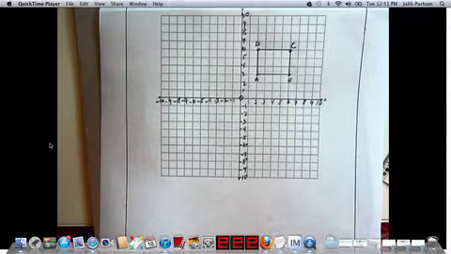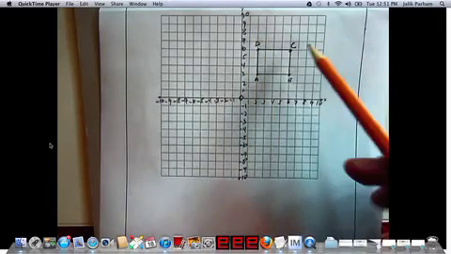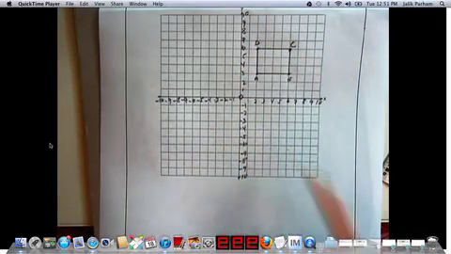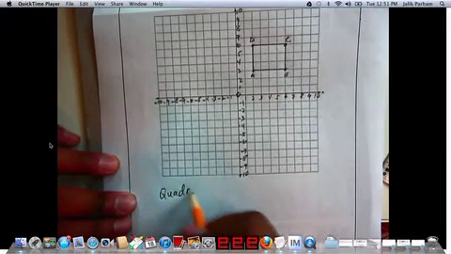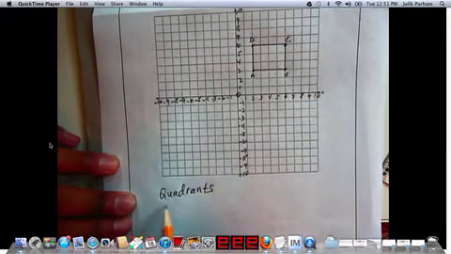Okay, what we're going to be doing today is rotating figures. We're going to start out with 90 degrees, and in other videos, you'll see how to do angles other than 90 degrees. But the first thing you have to realize is that the coordinate grid is actually broken up into four parts. Those four parts are called quadrants.